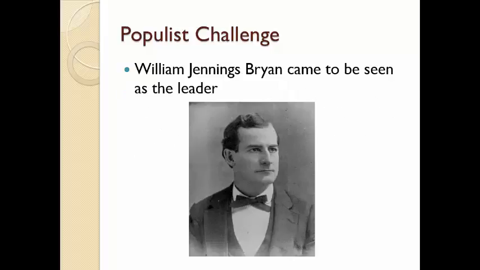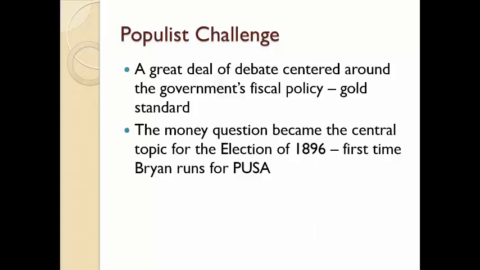All right, the unquestioned leader of the populists is going to be, at this point, a young man by the name of William Jennings Bryan. William Jennings Bryan is going to come to national prominence first in the election of 1896. And it all has to do with the debate around the government's fiscal policy.